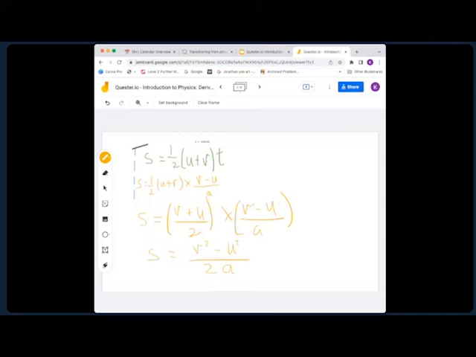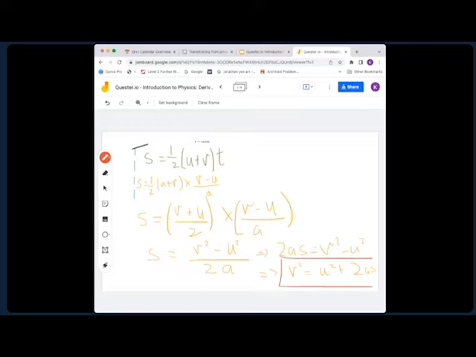And then we just rearrange this, basically to make v squared the subject. So we end up with 2as equals v squared minus u squared, and this implies that v squared equals u squared plus 2as. And this is the last equation we need to know. That's the form that it usually holds.